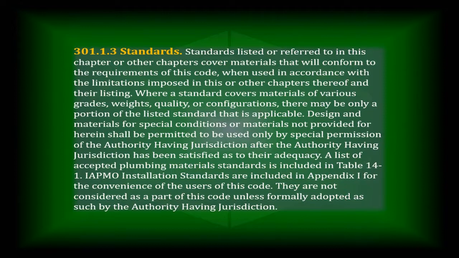Design and materials for special conditions or materials not provided for herein shall be permitted to be used only by special permission of the authority having jurisdiction after the authority having jurisdiction has been satisfied as to their adequacy. A list of accepted plumbing materials standards is included in Table 14.1. IAPMO installation standards are included in the appendix.